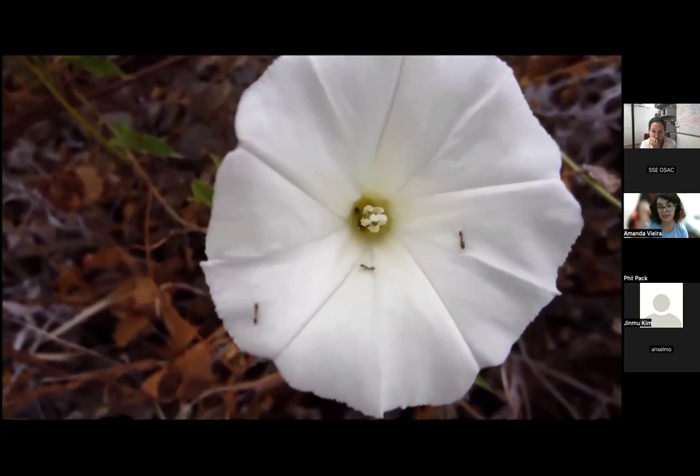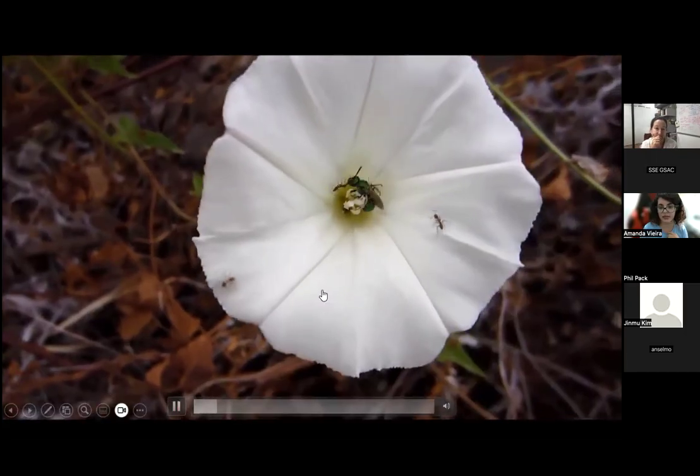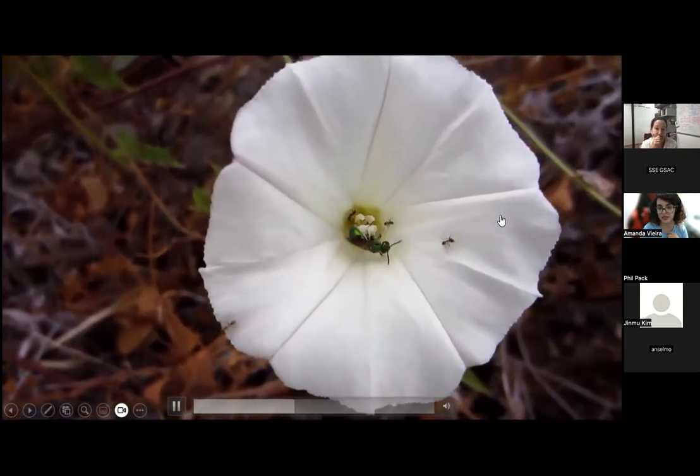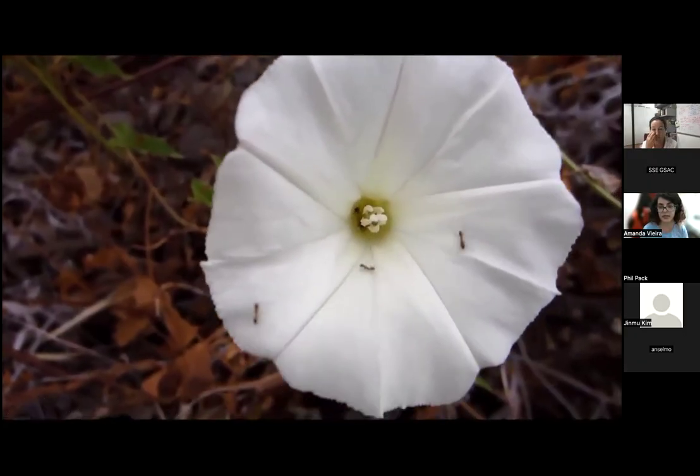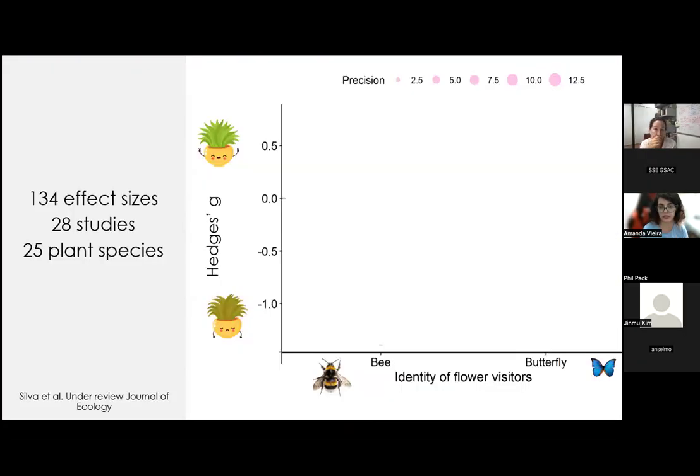She is actually getting floral resources, probably nectar, and we can see an ant repelling this bee. So there's an ant here repelling her. So this is an indirect effect because ants can repel these pollinators.